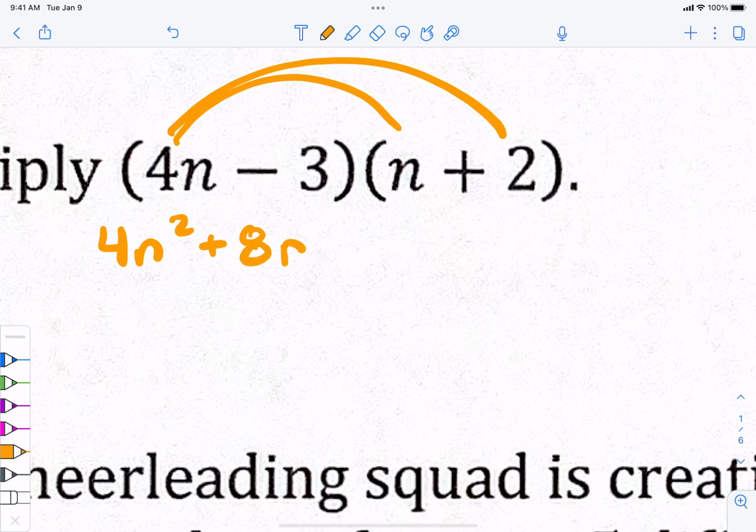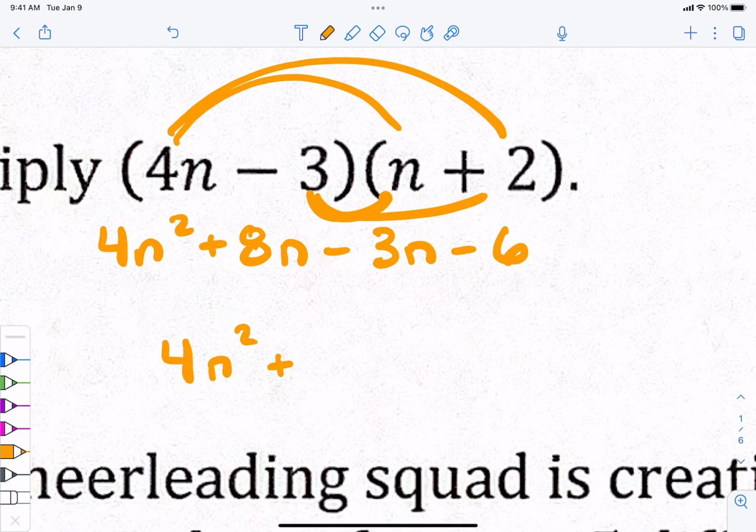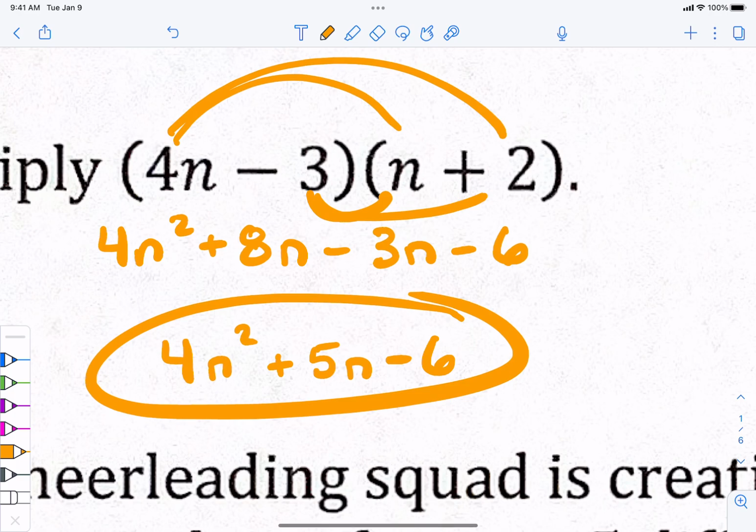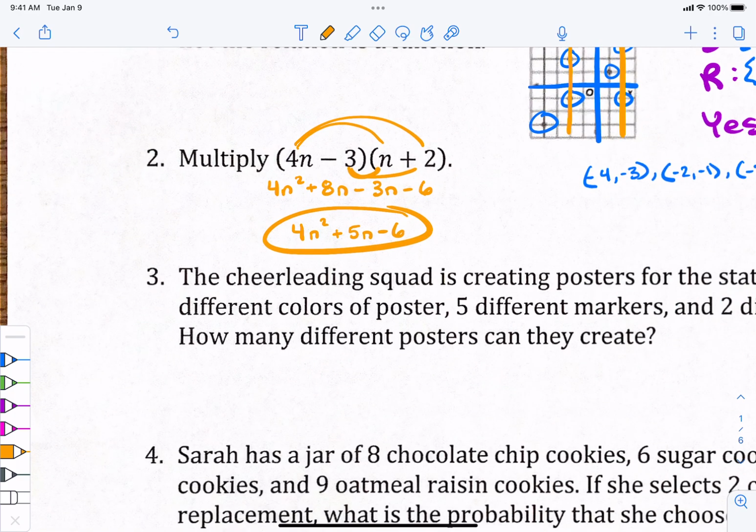Plus 8. Yep. Minus 3. Minus 6. Okay, and the last thing, I put the middle 2 pieces together. Squared was 5n minus 6. Perfect. There you go. Okay, beautiful. All right, now we're getting into the probability stuff.